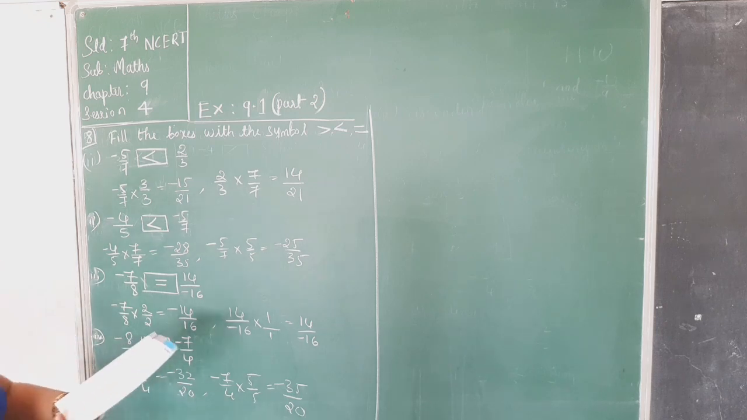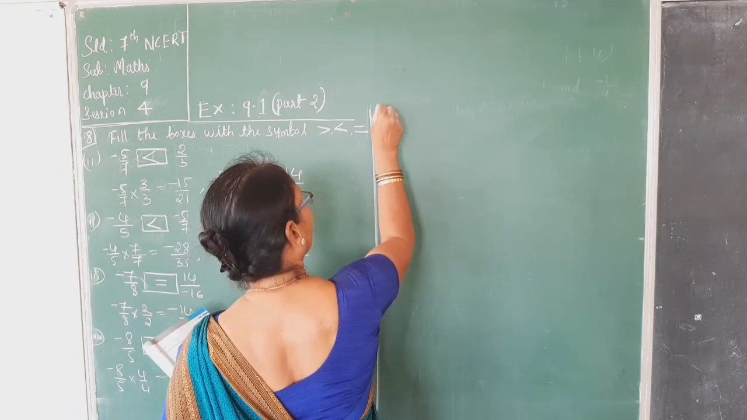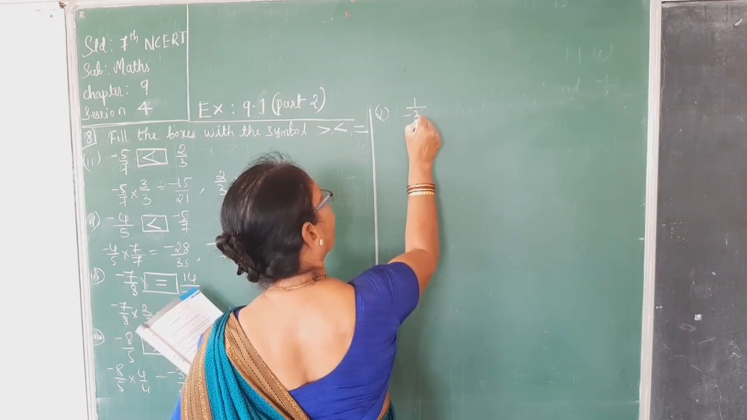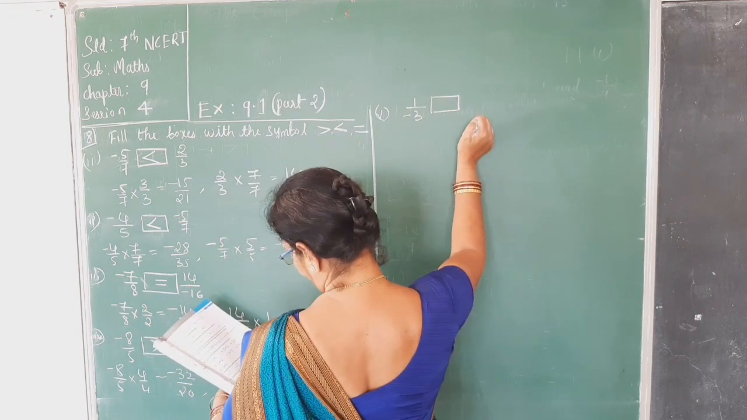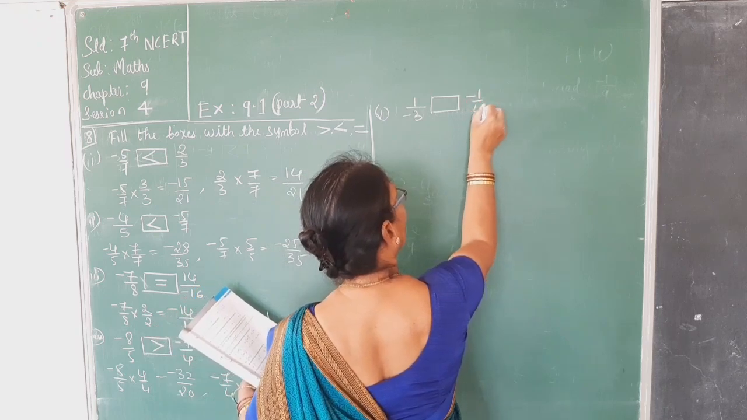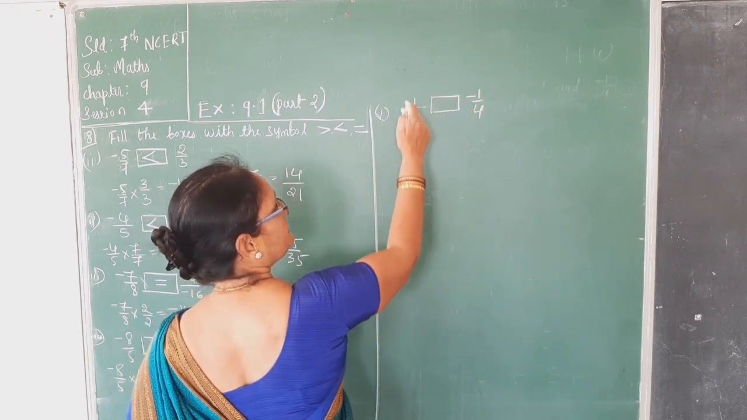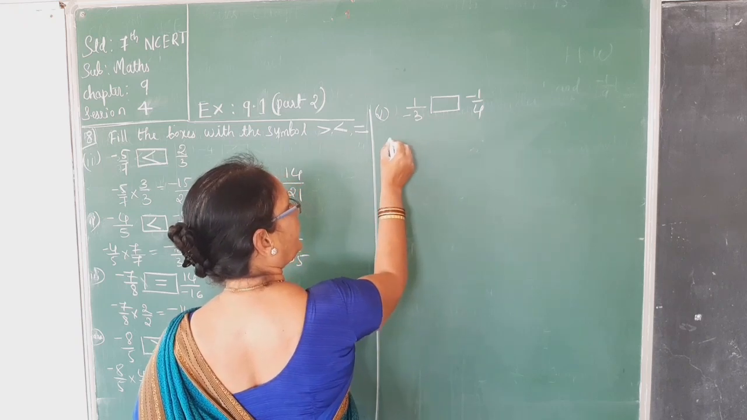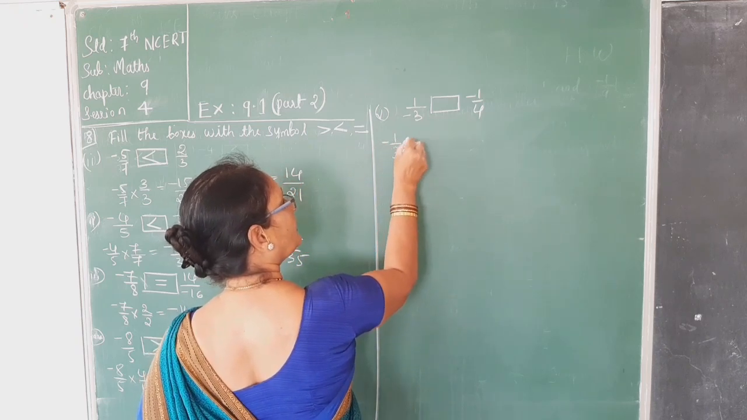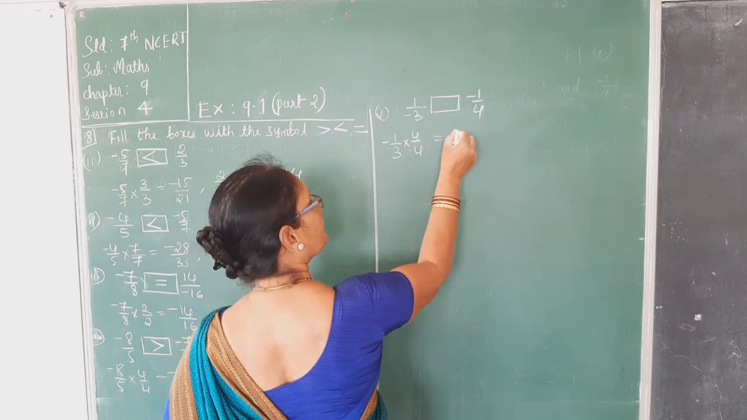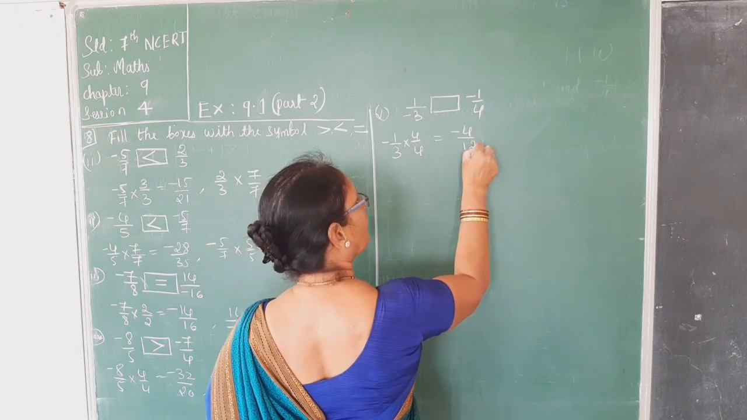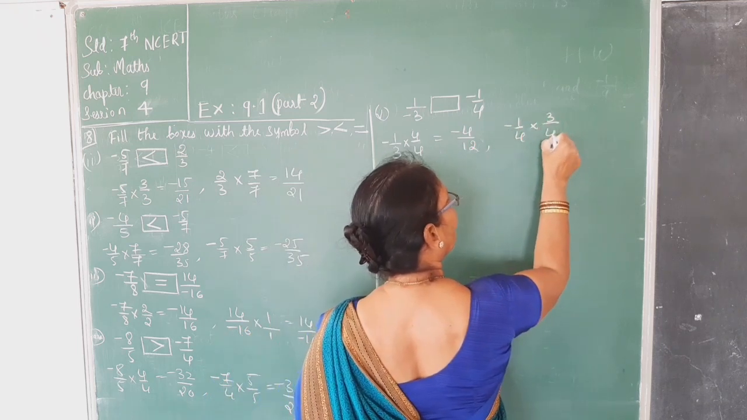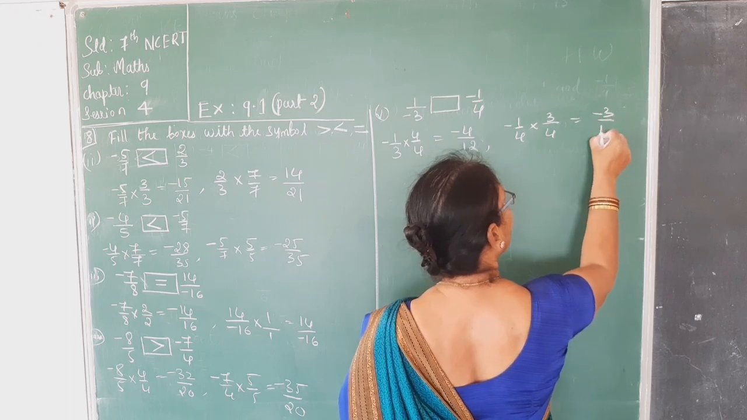So automatically this symbol will come. Okay. The same way, now we will do the fifth one. 1 by minus 3, here there is a box, minus 1 by 4. See? Minus 1 by 3 is equal to 1 by minus 3. We will equalize by multiplying. So minus 1 by 3 into 4 by 4 is nothing but minus 4 by 12. The same way, minus 1 by 4 into 3 by 3 we will do, minus 3 by 12.